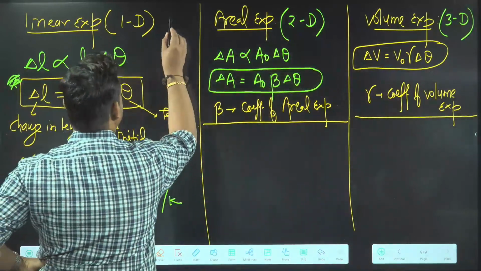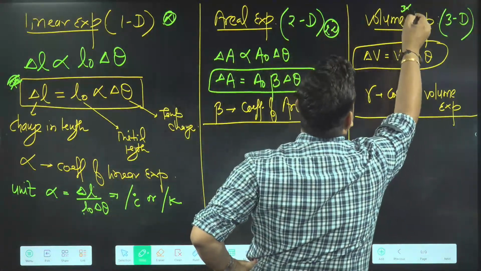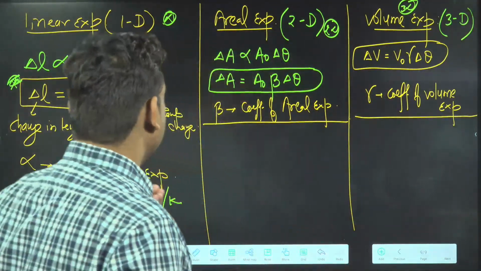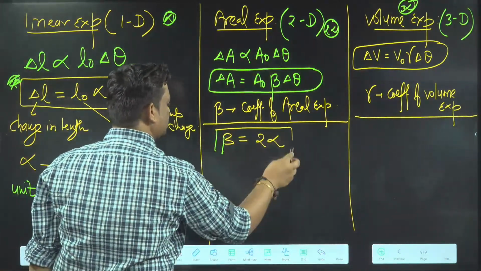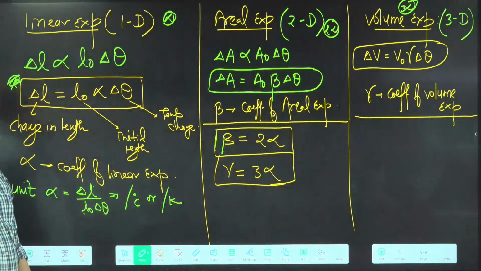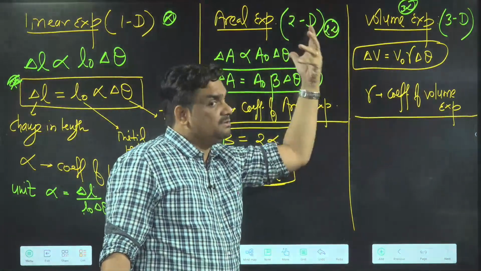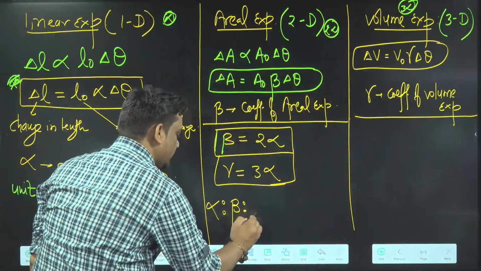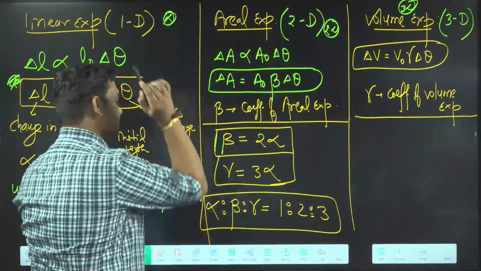If it is alpha for 1D, for 2D it should be 2 alpha, and for 3D it should be 3 alpha. It means beta must be equal to 2 alpha, and gamma must be equal to 3 alpha. So the ratio alpha to beta to gamma becomes 1 to 2 to 3. Always remember that the alpha beta gamma ratio is 1 to 2 to 3.